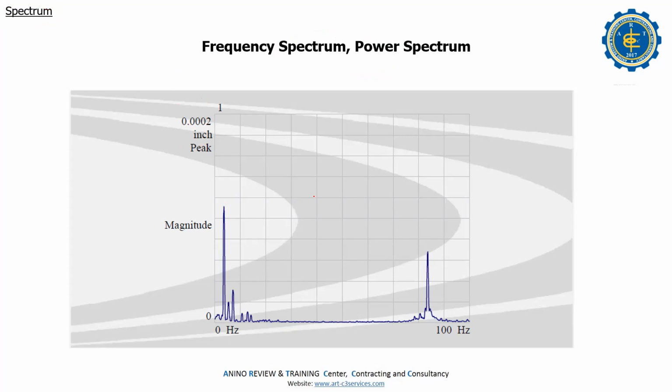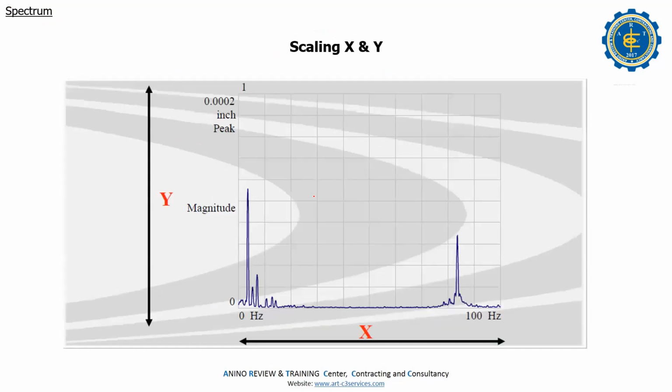So that is the frequency spectrum and power spectrum. What's the difference? Now we have the scaling X and Y. It is very important for beginners. Y is the magnitude and X is the frequency.